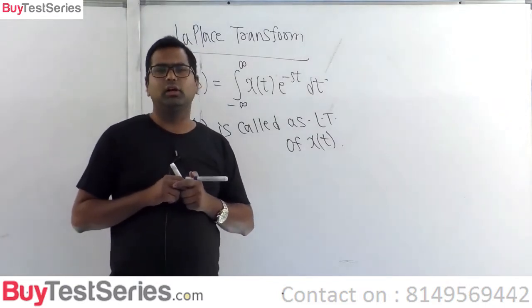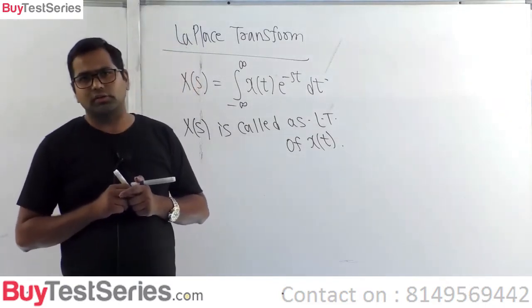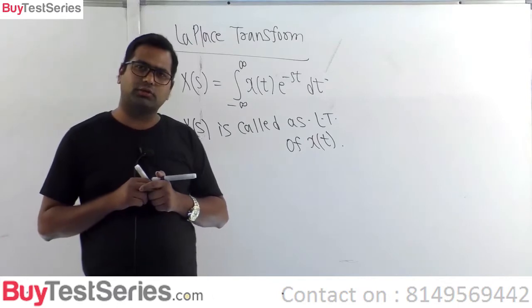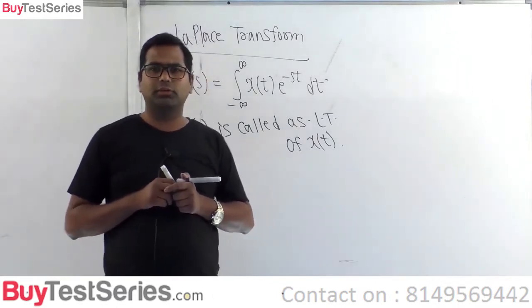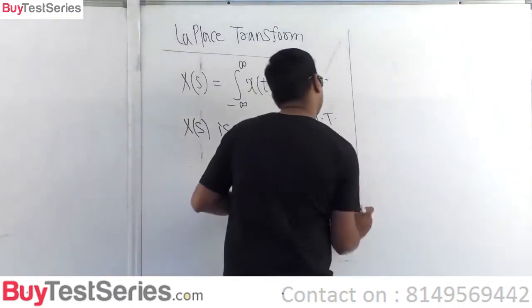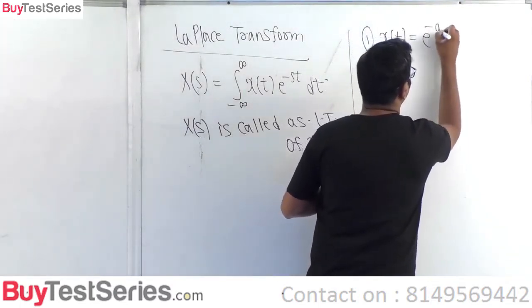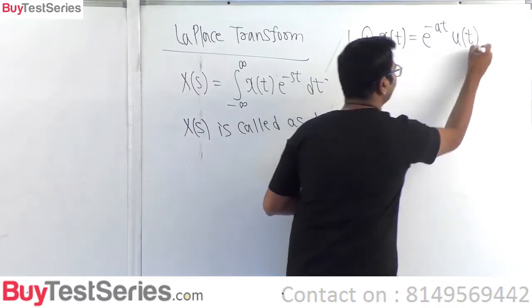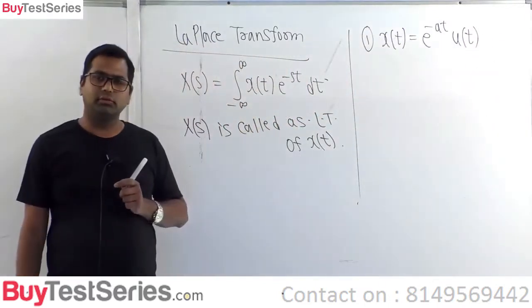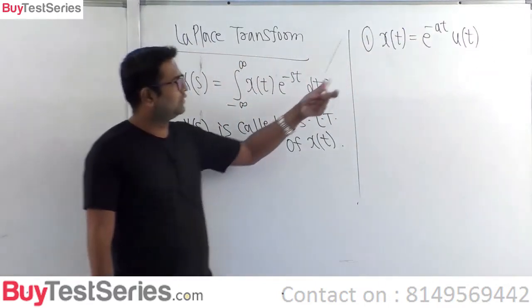Our next task will be to understand the region of convergence. In order to understand the region of convergence, we will solve a couple of examples. The first example that we will solve is x of t is e raised to minus at into u of t. We would like to find the Laplace transform of this given signal.